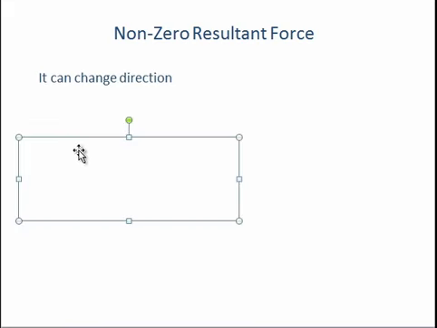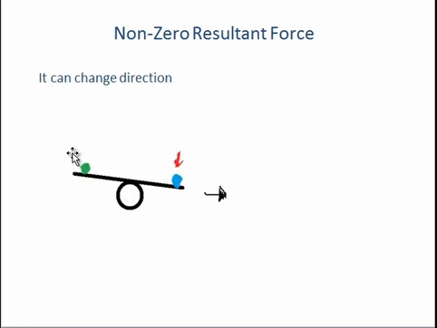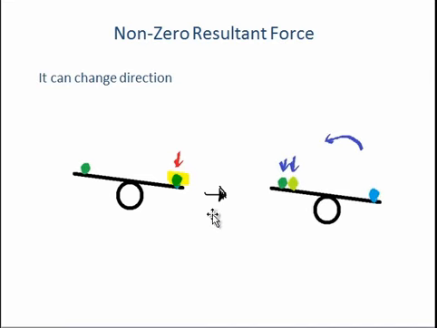It can also change direction. So let's go back to this example. It's beginning to move down because of this object, but if we were to place an object on the other side, it will change direction because the weights are unbalanced. And these all happen when it has non-zero resultant force.